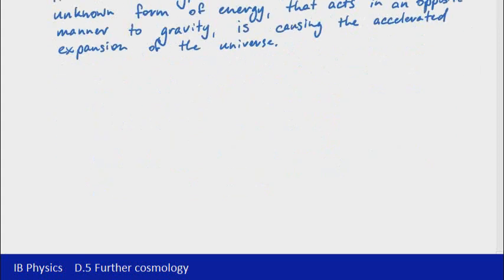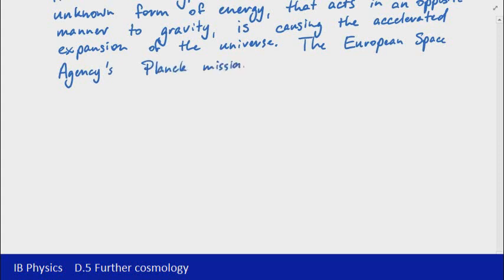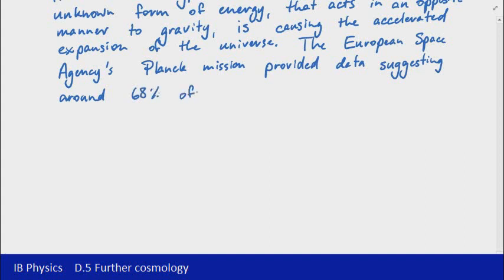If we think about some of the evidence that we've been provided about this, the European Space Agency has a telescope, or a space observatory, I guess is the better way to describe it. It's known as the Planck mission, so named after Planck. It provided data that gives us an indication that most of the energy and matter in the universe that we can see, or that we have evidence of, is going to be made up of dark energy. So it's around 68% of the universe consists of dark energy.